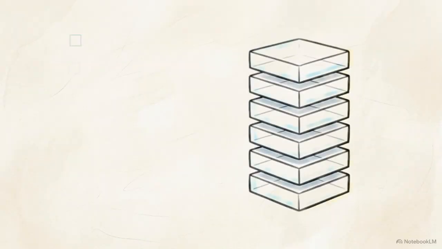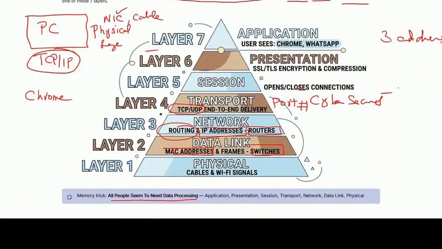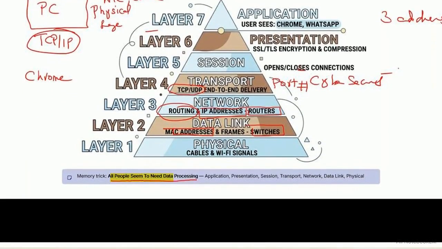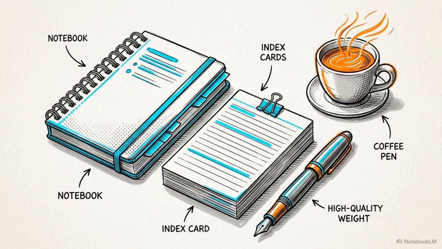The OSI model provides a universal 7-step checklist for how data gets packaged, labeled, and moved. This pyramid shows those 7 layers, starting at the top with application and going all the way down to physical. To remember the exact order, network engineers use a simple phrase: all people seem to need data processing. Internalizing this journey transforms an abstract list of protocols into a map you can use to track down network failures and organize your study plan for the exam.